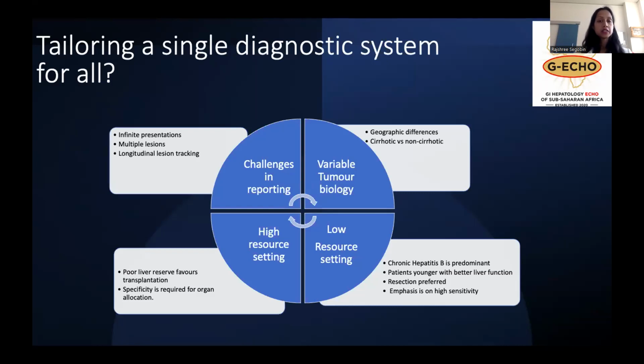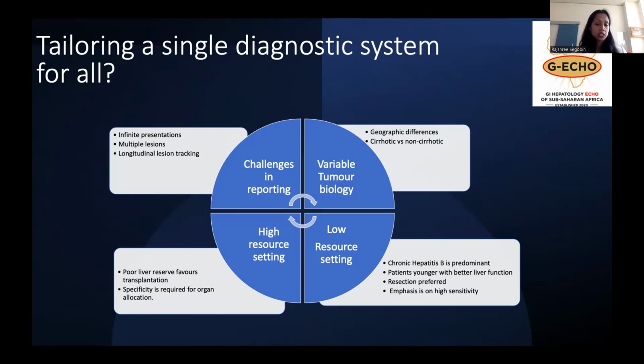So is there an ideal single diagnostic system for all of us out there? To tailor a LIRADS to every single patient or every single HCC that we come across can be very challenging, because HCC presents in infinite ways with multiple lesions often and requires a lot of challenges in reporting with longitudinal lesion tracking, some lesions getting treatment, some lesions not getting treatment. There's variable tumor biology across the globe with geographical differences within cirrhotic versus non-cirrhotic HCCs. And moreover, in high resource settings versus low resource settings, the management is often very, very different.